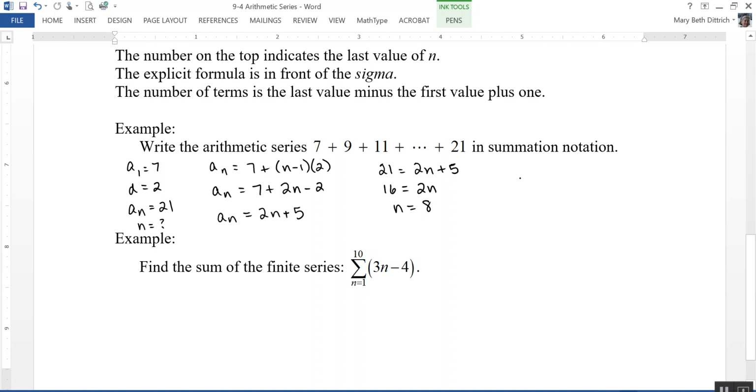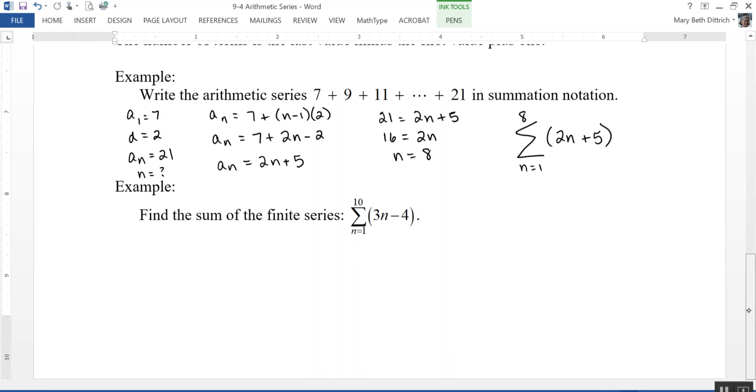Now I have enough information to write this in summation notation. And I'm not the best sigma drawer. Okay, so my first n is going to be 1. Since n goes up to 8, I put an 8 up here, and out in front goes my explicit formula. So that's how you would write that arithmetic series in summation notation.